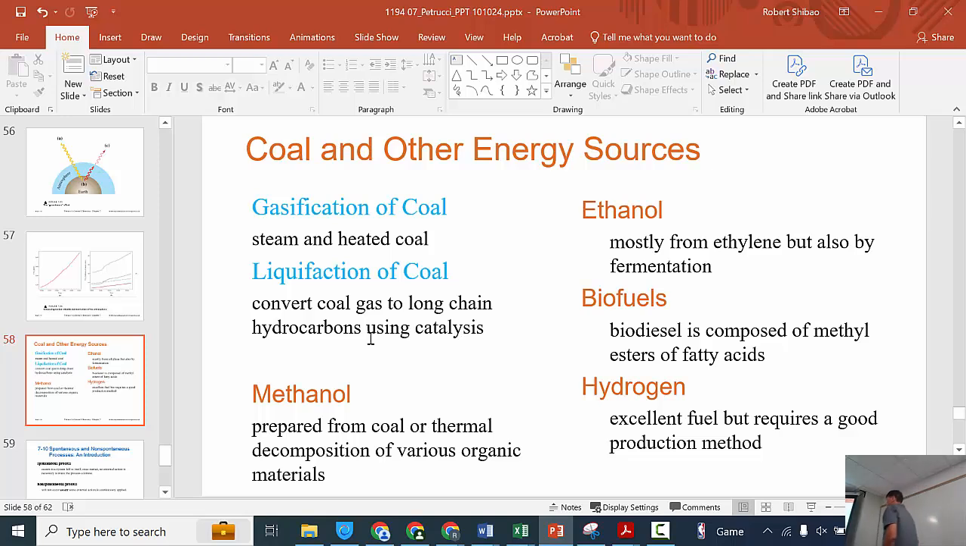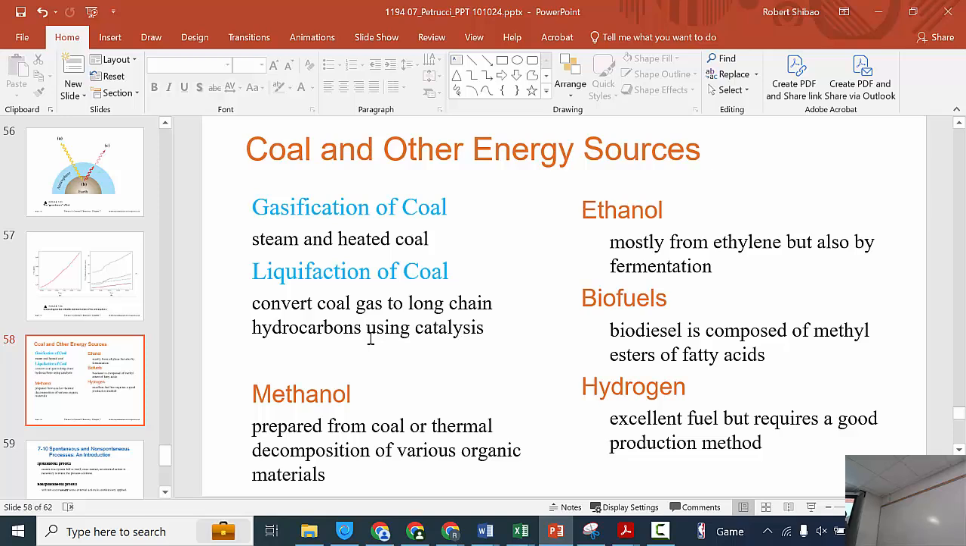So we're just talking about fuels. We have other energy sources, and these are all combustion. So coal, gasification of coal. With coal you can make methane. From coal you can make hydrogen. There are different things you can do.